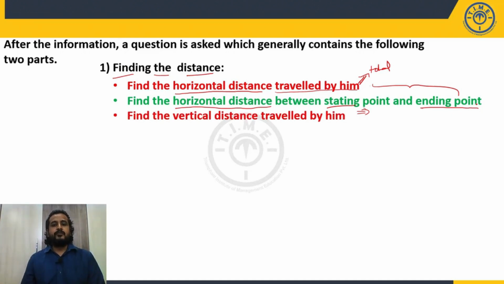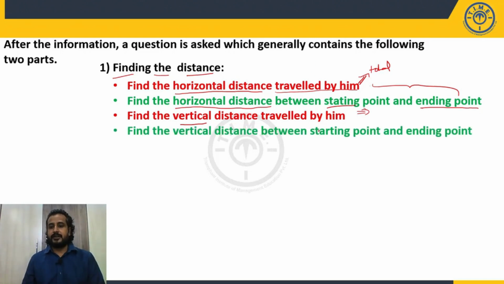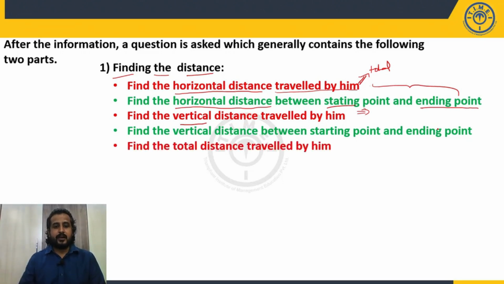Now the next one is find the vertical distance traveled by him. And the second question, as expected, find the vertical distance between starting point and ending point. Now one more question regarding the distance that they ask: find the total distance traveled by him. Don't worry, all this we are going to discuss in detail.